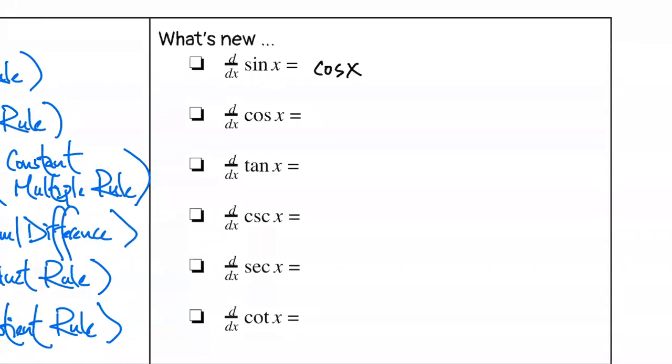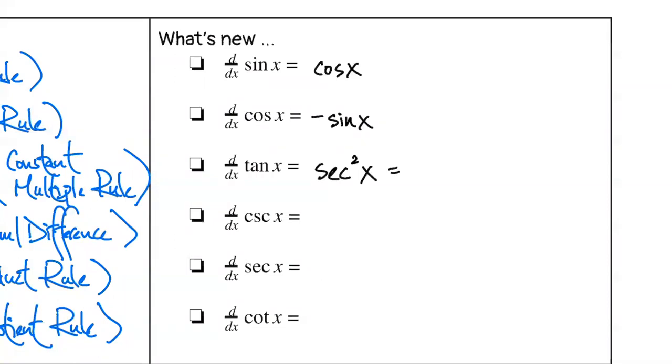Minus sine. Yeah, nice. Negative sine x. Good, good. These are really important ones to know. All right, the sine and the cosine one comes up quite a bit. And yes, tangent, the derivative of tangent is secant squared x, okay?